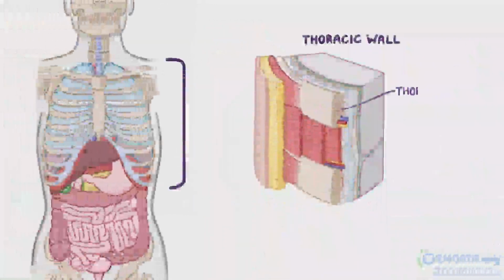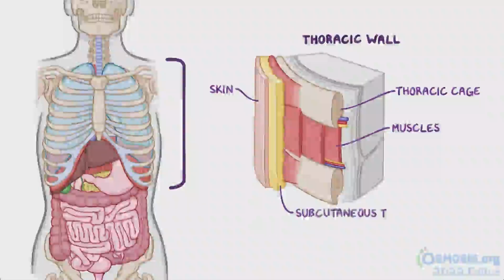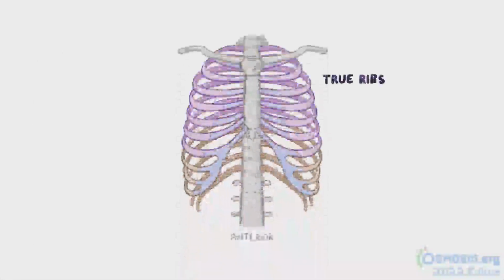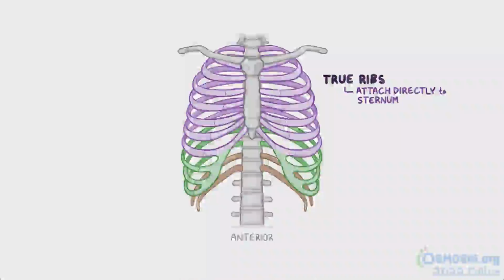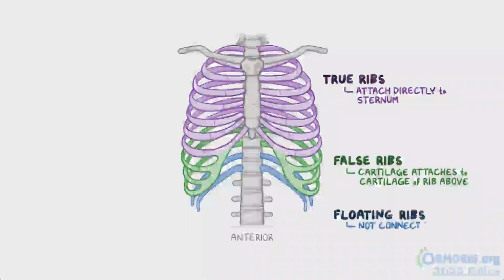Alright, as a quick recap, the thoracic wall includes the thoracic cage and the muscles between the ribs and the skin, as well as subcutaneous tissue, muscles, and fascia that cover its anterolateral aspect. Of the 12 pairs of ribs, the first 7 pairs are true ribs, and they attach directly to the sternum through their own costal cartilages. The 8th, 9th, and usually the 10th rib are false, and their cartilages are connected to the cartilage of the rib above them. The 11th and 12th pair of ribs are floating ribs, and they're not connected to the sternum.